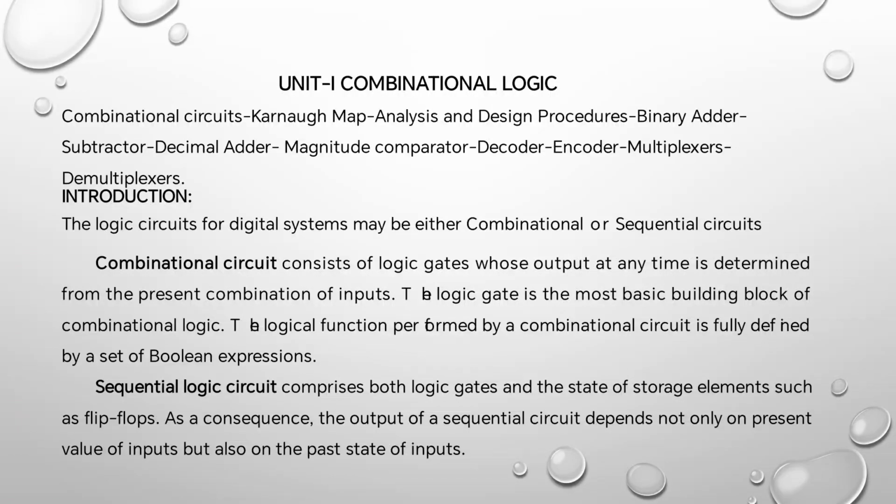The logic circuits for digital systems may be either combinational or sequential circuits. First we are going to see about combinational circuit. A combinational circuit consists of logic gates whose output at any time is determined from the present combination of inputs. The logic gate is the most basic building block of combinational logic. The logical functions performed by a combinational circuit are fully defined by a set of Boolean expressions.